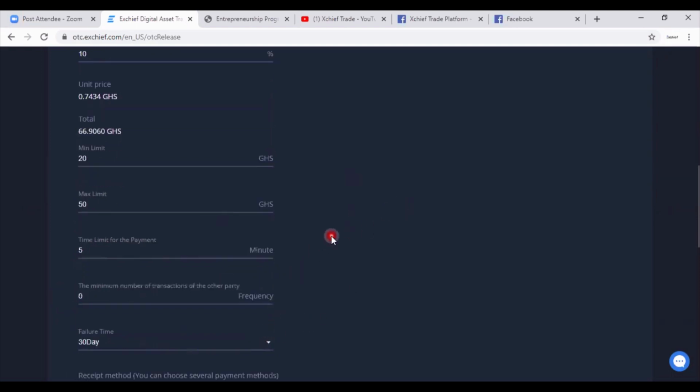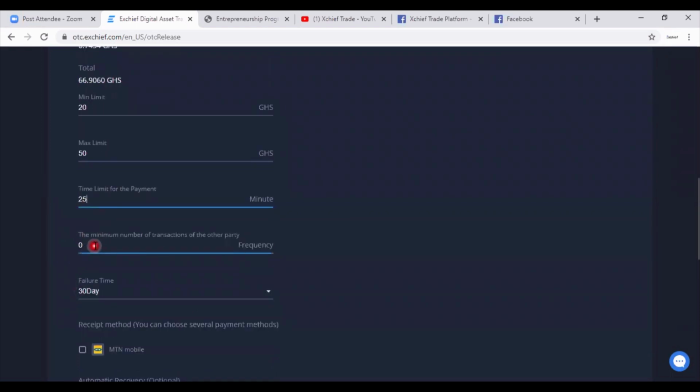So once that is done, you come down and then you set the time limit for the payment. And I advise that you keep this at a fair duration to give whichever buyer who wants to buy your ad some good time to make payments for your ad. So 25 minutes or 20 minutes is fair enough time for anybody to make payments for any ad. And then the minimum number of transactions of the other party, you can keep at a setting of 0 so that you have as many people as possible having access to your ad.